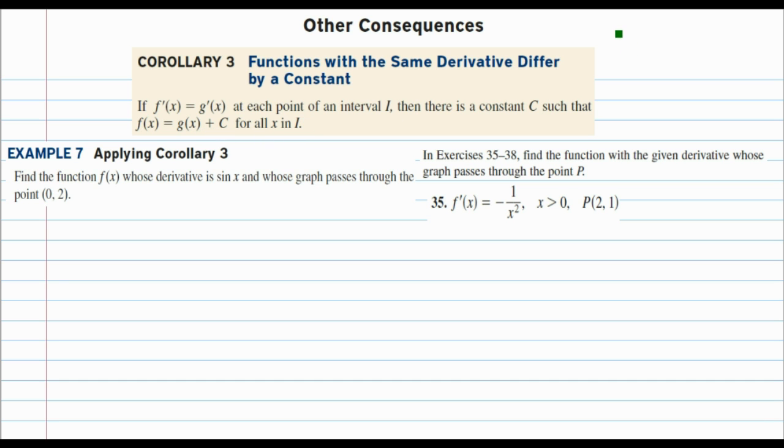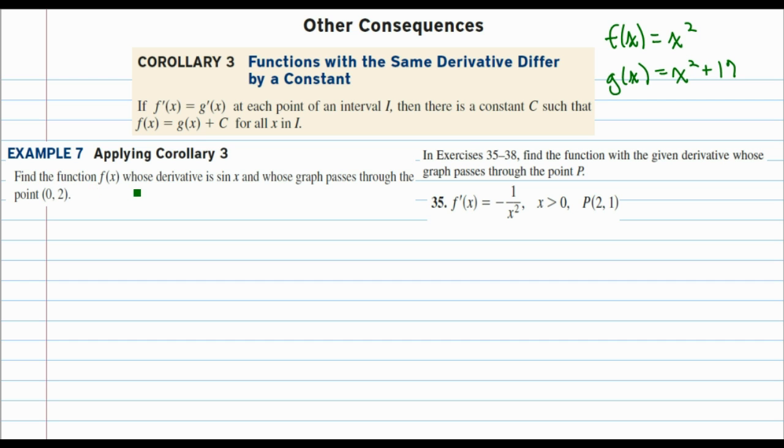In other words, if f of x is x squared, g of x could be x squared plus, pick your favorite number, sure, 17, and they would have the same exact derivative because that constant's derivative is 0. So we need to keep that in mind when we go backwards from a derivative. So let's look at example 7.